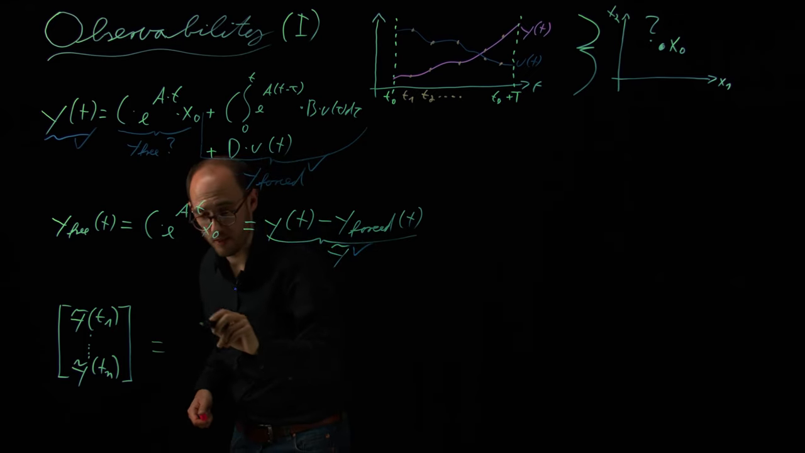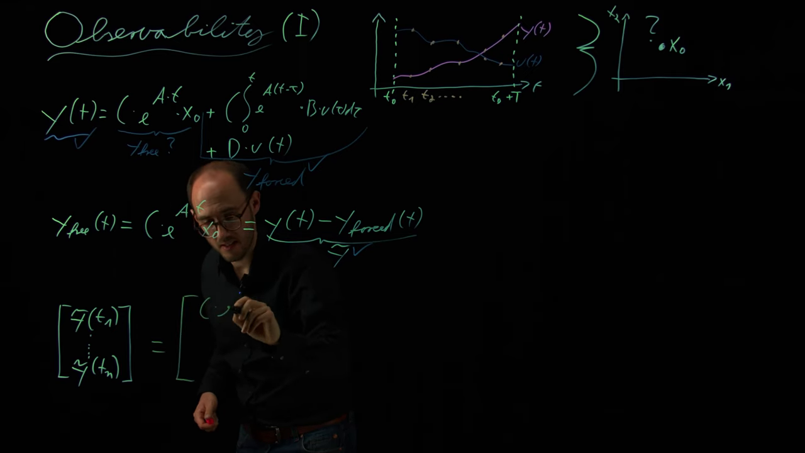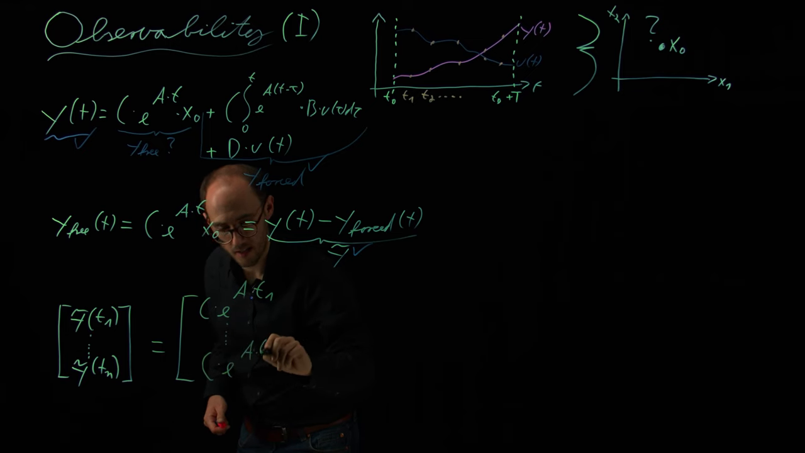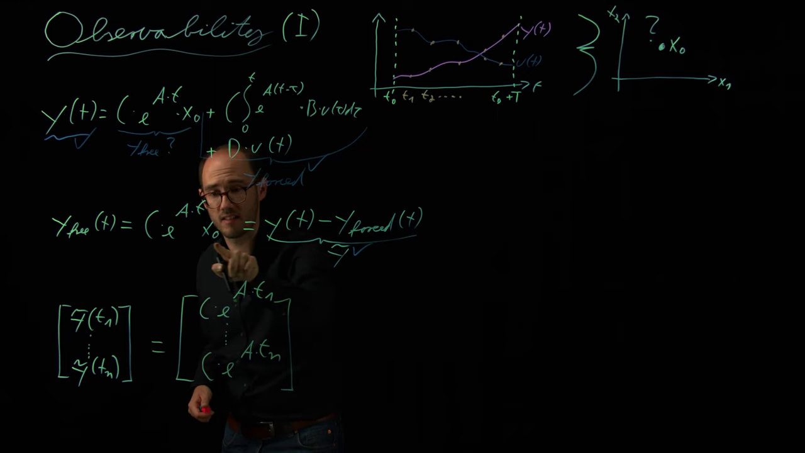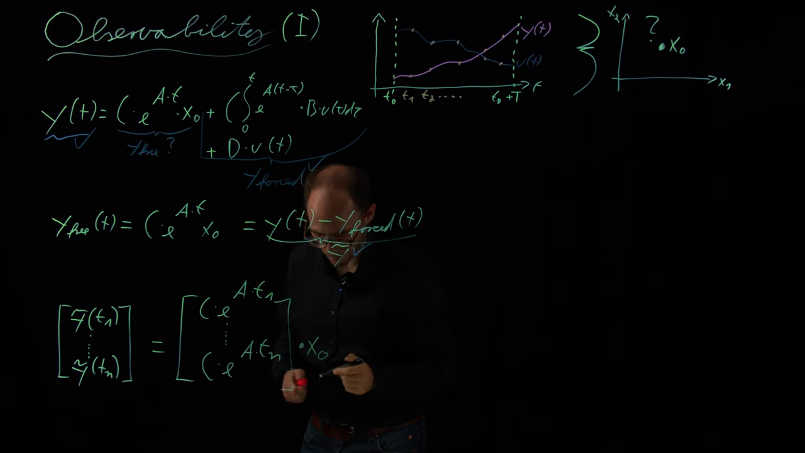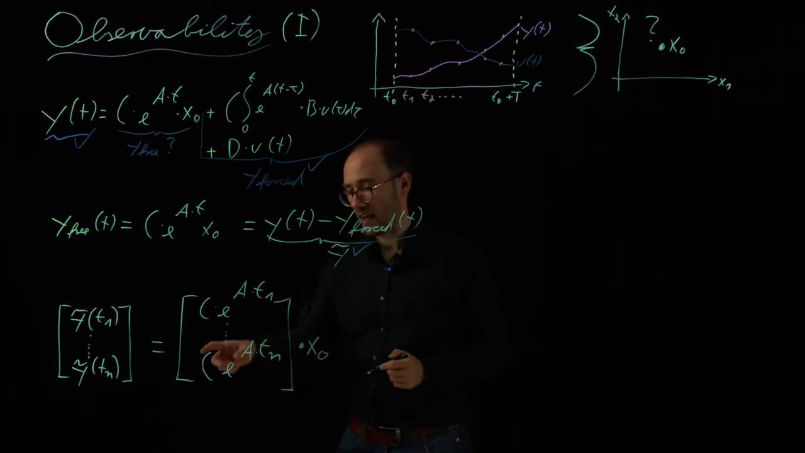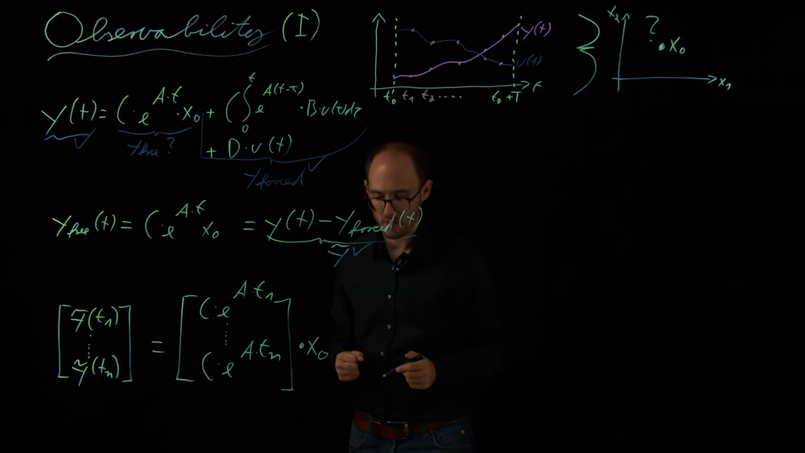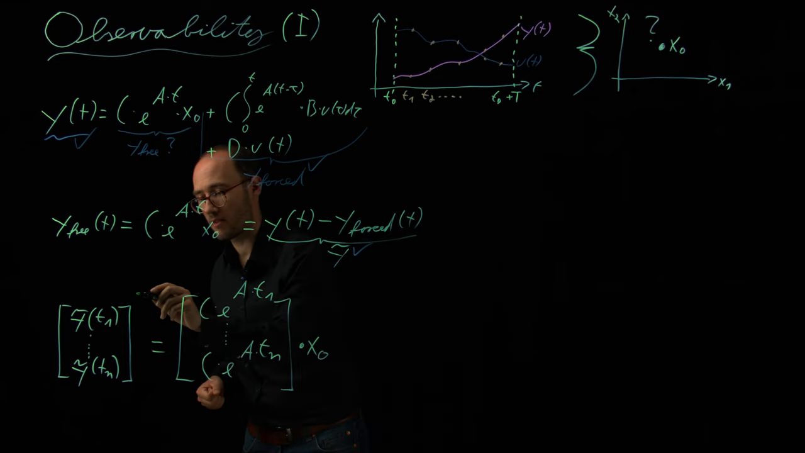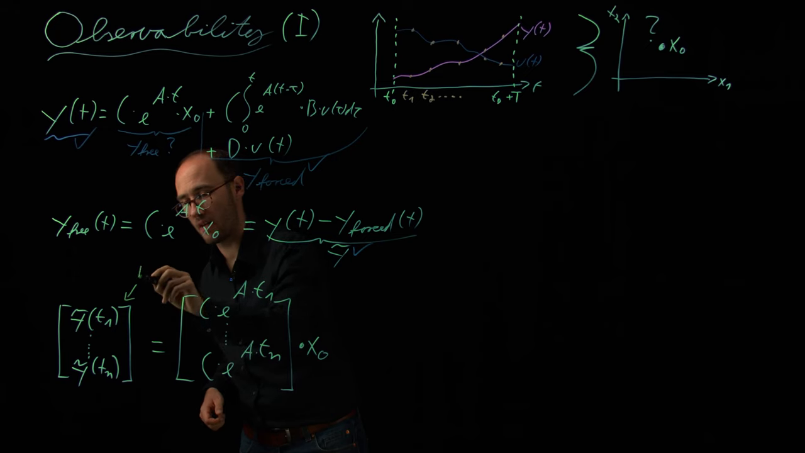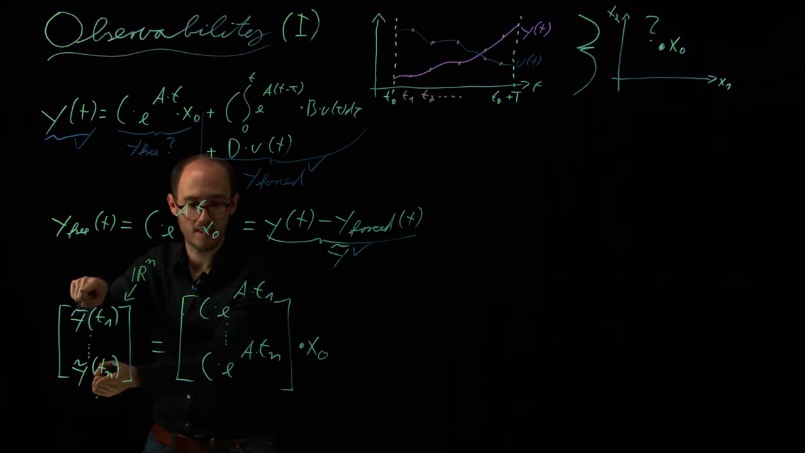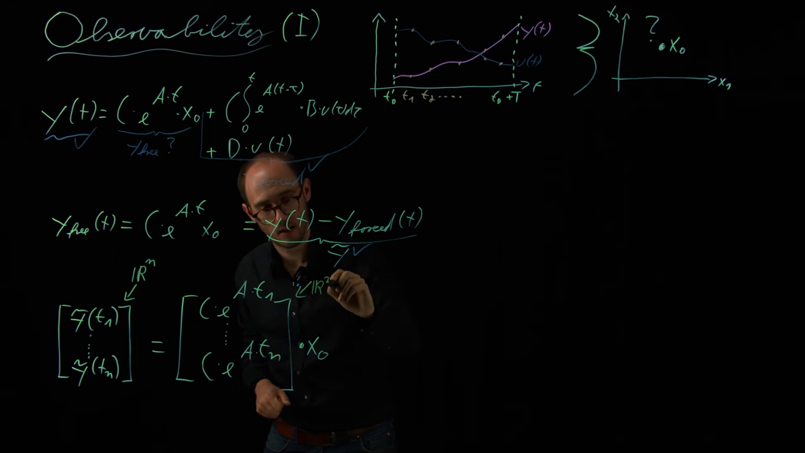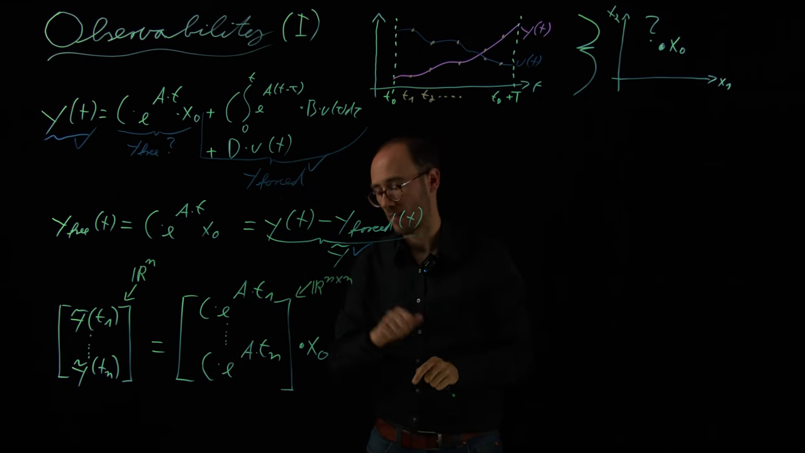And on the right-hand side, I therefore get C times e to the power of A times t1 until C times e to the power of A tn, and this x0 can be multiplied from the right-hand side. Now the question is, can I obtain from this data information a distinct solution regarding x0? In order to answer this question, we will first investigate a simple case, the scalar case, where we assume that we have just one output. So this would be a vector in R to the power of n. So this is a big vector. And if we assume that, this matrix here will be a square matrix with n times m elements.